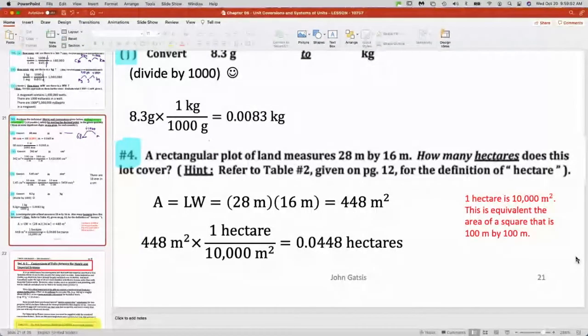So when you hear something on the news like there was a forest fire that destroyed, you know, 100,000 hectares, you can start to get a visual on how large of a land that is. That's a significant amount of land.